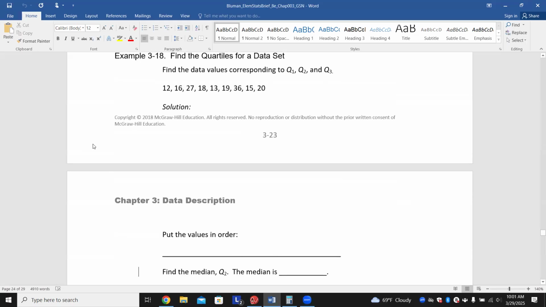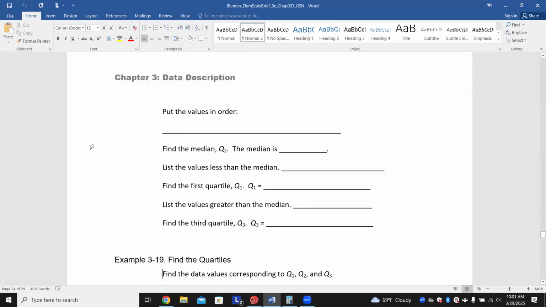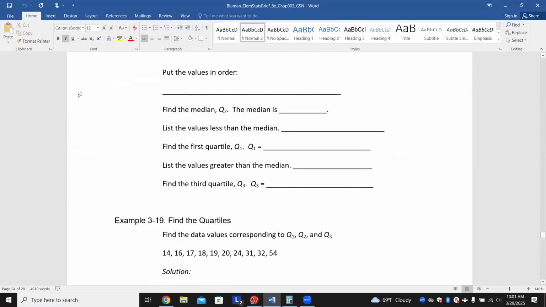So first off, let me just put this all up here. You have the data set with you. So I'm just going to put the data set in order from least to greatest. So that would be 12, 13, 15, 16, 18, 19, 20, 27, and 36.